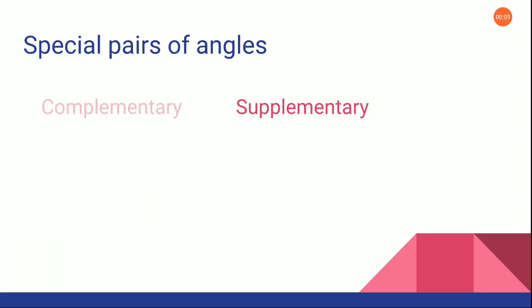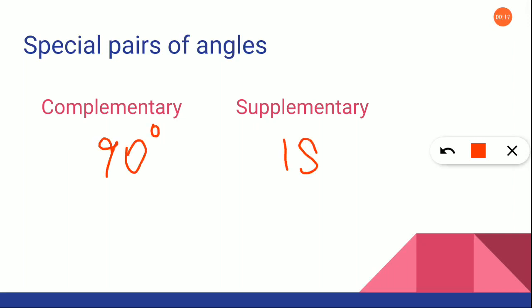Next one, special pairs of angle. The special pair of angles are complementary and supplementary. Okay? Now, keep in mind, complementary means 90 degree. Supplementary means 180 degree. These are all the basic concepts, children. This will be coming on with you forever. Whenever you are learning maths, even in college, these all are the basics. You should not forget all these, okay?